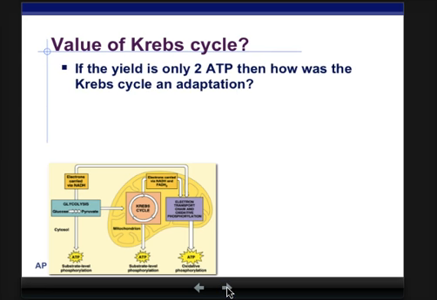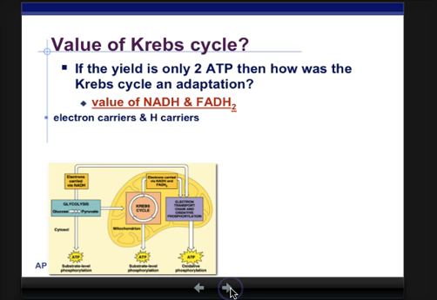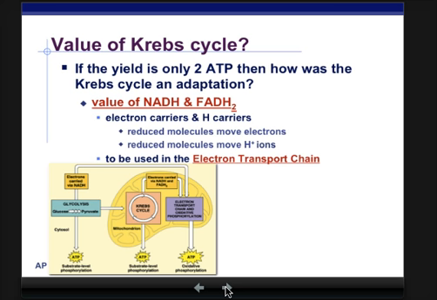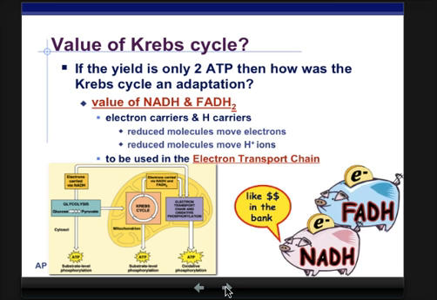Okay, what's the value of the Krebs cycle? If the yield is only 2 ATP, then how is the Krebs cycle really an adaptation? Why was it successful? It seems like a lot of work just to get 2 ATP. Well, even though we talked so much about how awesome ATP is, these electron carriers have a lot of value because you're going to see we get tons of energy from them. The reduced molecules really move the electrons and hydrogen ions, and those can all be used in the electron transport chain. The reason they're in these piggy banks is because they're like money in the bank. These are high energy electrons to be used later on.